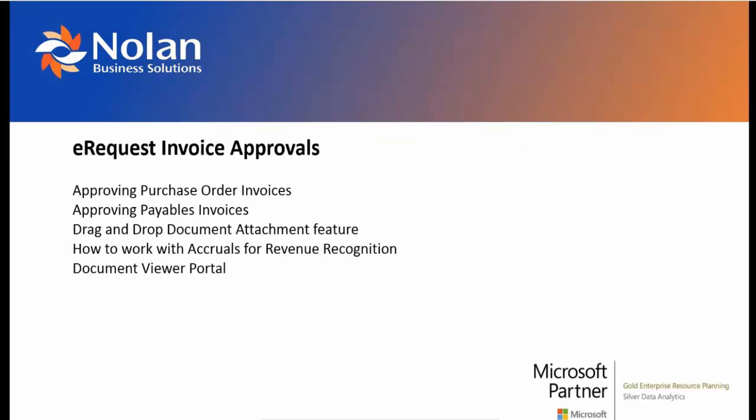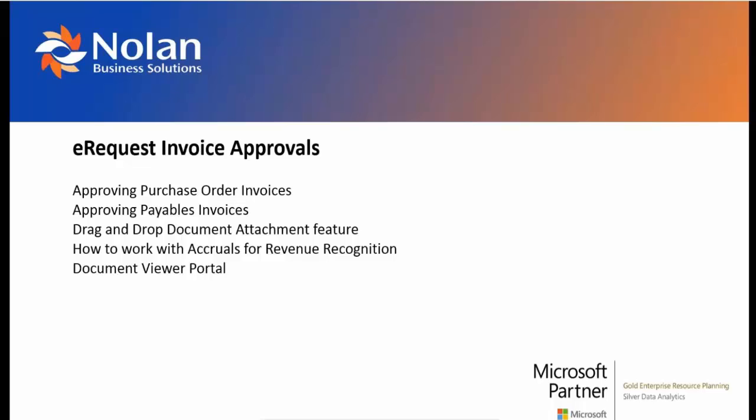Hello and welcome to this demonstration of Nolan Business Solutions eRequest Invoice Approvals module. Today I'm going to be running through the entire end-to-end process of the module, both in eRequest and in GP. Along the way I'm going to be using specific approval routes to illustrate my points, and I'll be paying particular attention to various new features in the product itself.